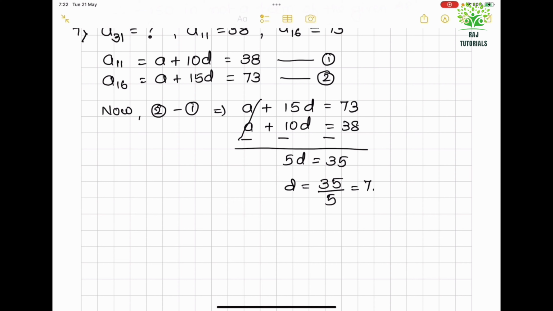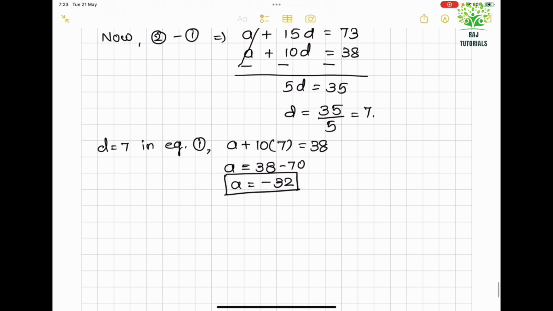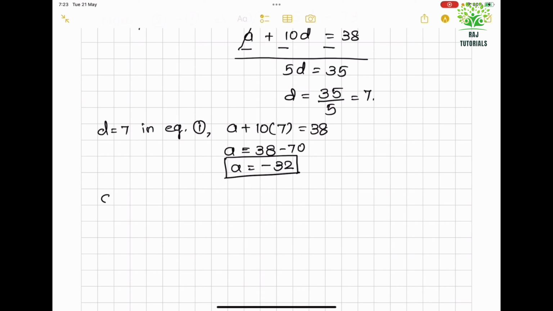Now putting this D equal to 7 in equation 1. A plus 10 into 7 will be 38. A equal to 38 minus 70. So A will be minus 32. Now I got value of A, I know value of D. So I can find A31.